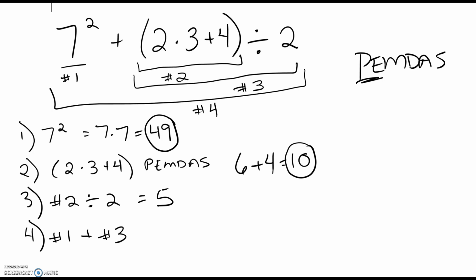And now I've got number 1, all right, 49, plus whatever I got on number 3, 5, so I get 56. That's one way of thinking about it. Let me show you a different way in a next short video.